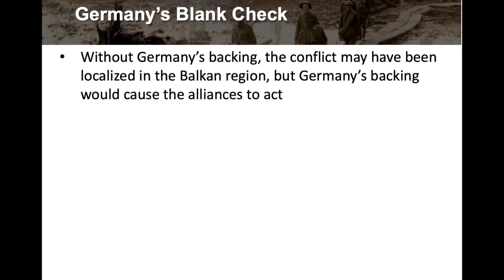Without Germany's backing, the conflict may have been localized in the Balkan region, but Germany's backing would cause the alliances to act. So that blank check was very important. When you do a more detailed study of this, it looks like it could have been localized just within the Bosnian-Serbian area. It could have been just a localized conflict. But because Germany gave a blank check and Austria decides they're going to act, it actually led to a world war.